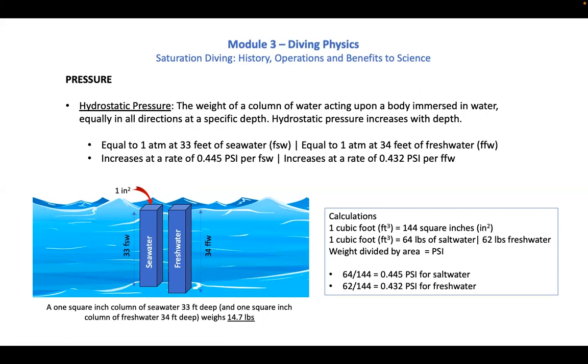We know this because 1 cubic foot of water equals 144 square inches, and 1 cubic foot of salt water weighs 64 pounds. To get psi, we divide weight by area. Hydrostatic pressure increases with depth at a rate of 0.445 psi for every foot of seawater, or 0.32 psi for freshwater.